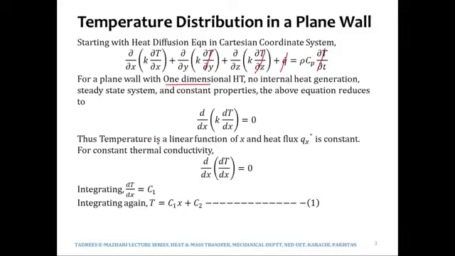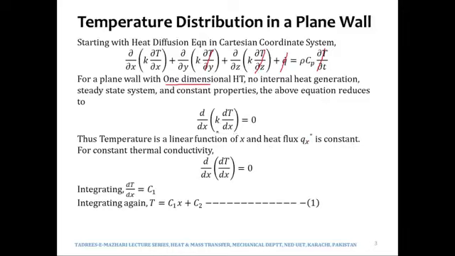And this discussion has taken place before, that if this is equal to 0, then temperature is a linear function of x. Why? Because if we have a linear function and we differentiate it twice, its second differential will be 0. For example, if y is equal to a plus bx, then the first differential would be b and the second differential would be 0. And the heat flux is constant.